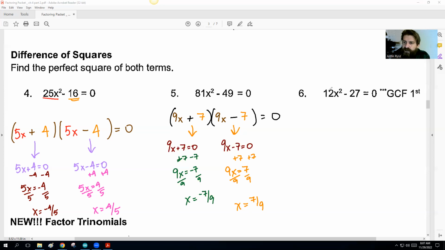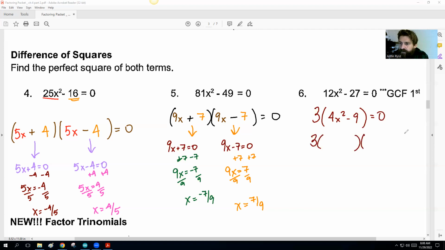So if there's a GCF that we can factor out here. So is there a number we can divide 12 and 27 both by? Yeah, we can divide them both by 3. So we're going to factor out that 3. So that becomes a 4x squared minus 9. And then we have to continue factoring.